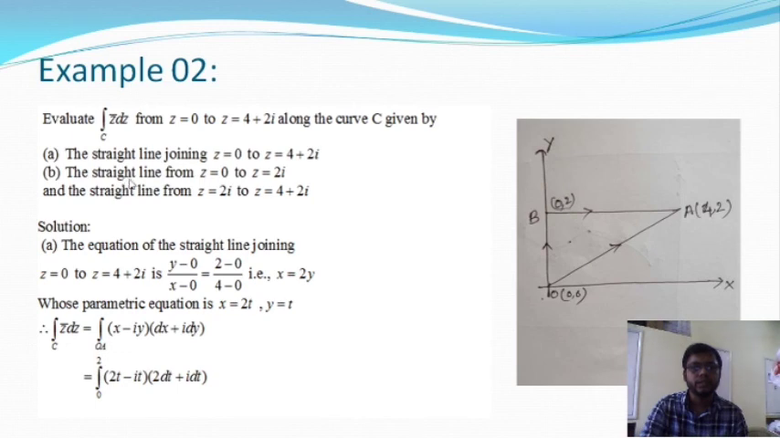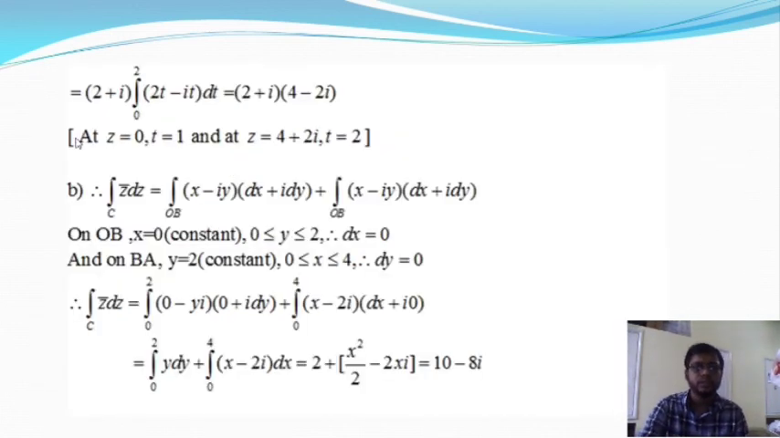The second part is the straight line from z is equal to 0 to z is equal to 2i, that is OB, and the straight line from z is equal to 2i to z is equal to 4 + 2i. So the second integration is basically over two paths. The first path is OB, and the second path is BA. So here is the solution of the second part of the integration.